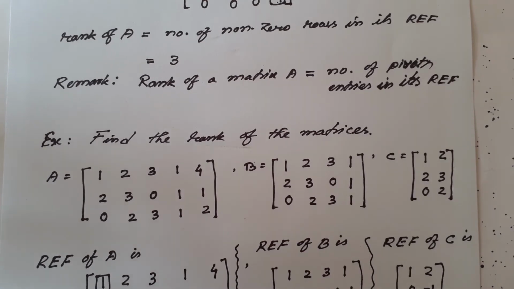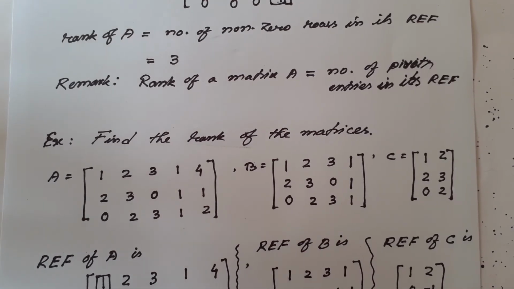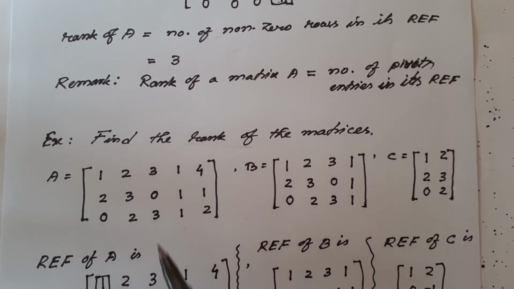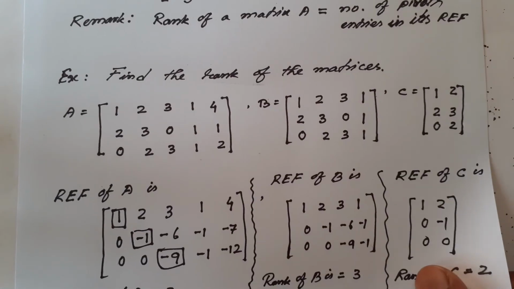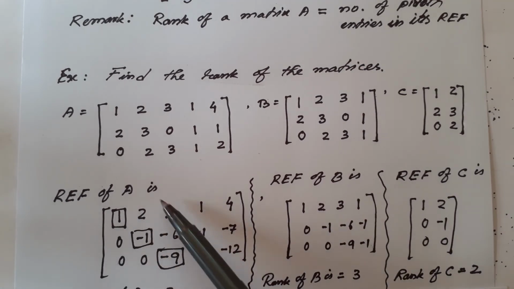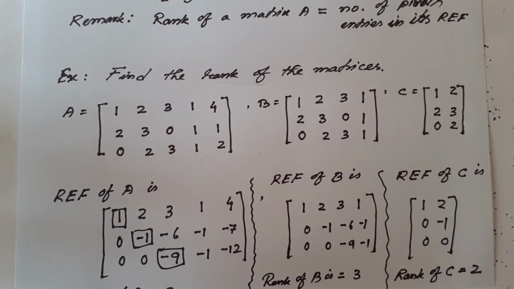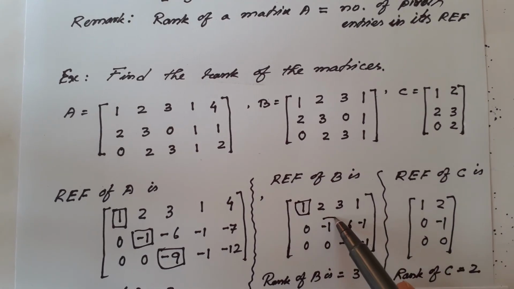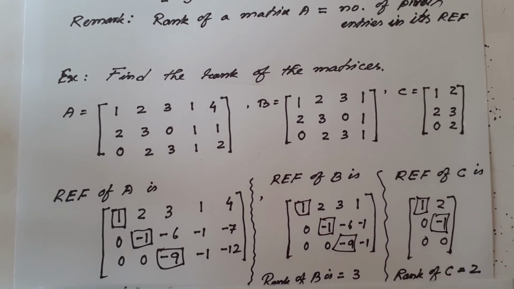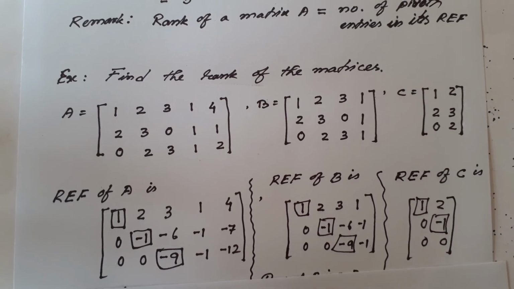Here the pivots are 1, minus 1 and minus 9. Since the first 4 columns of B are nothing but the first 4 columns of A, I will just copy the first 4 columns of the row echelon form to get the row echelon form of B. So row echelon form of B is the first 4 columns of the row echelon form of A. Similarly, first 2 columns of the row echelon form of A will give me the row echelon form of C. Now here the pivots are 1, minus 1, minus 9, and here the pivots are 1, minus 1. Now let us see what is the rank of these matrices.